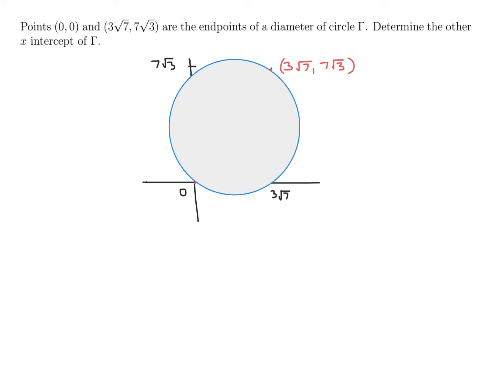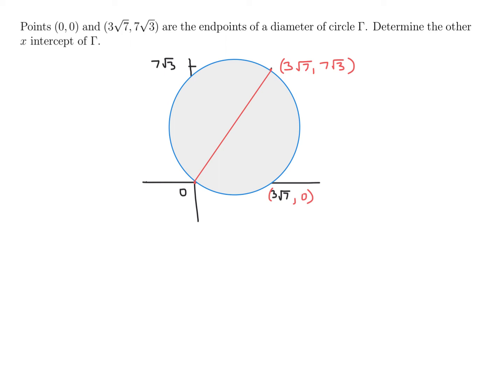And then they tell us that the segment connecting those two points is the diameter. So let's just draw in the diameter. It's going to be like that. And then finally, they're asking, what is the other x-intercept? So what is this point right here? Well, at first, it seems pretty obvious to me that it would just be (3 root 7, 0). That would be the point. But that seems a little too easy. Let me just see if I can explain it.